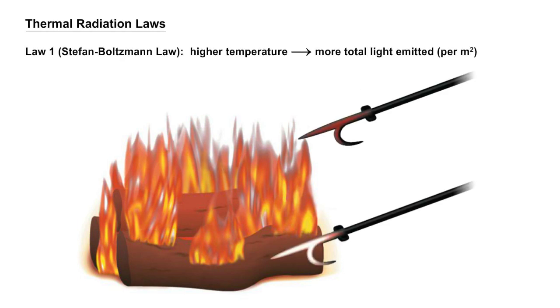The first law, also known as the Stefan-Boltzmann law, tells us that higher temperature objects emit more total light per unit area from their surfaces. That is why the fireplace poker is brighter when it is white-hot than when it cools to being red-hot.